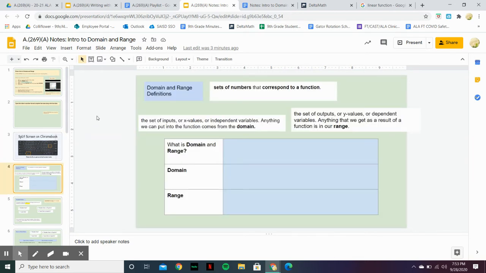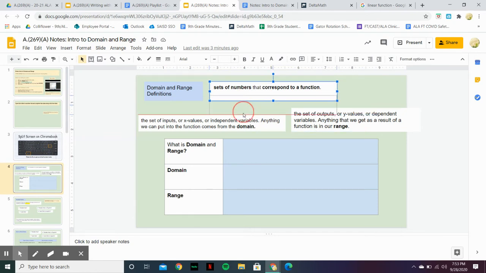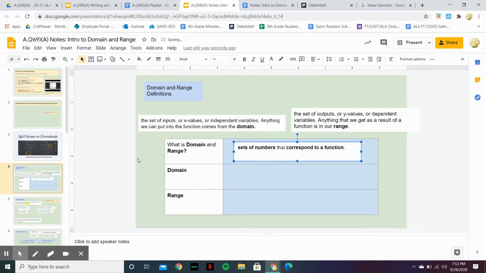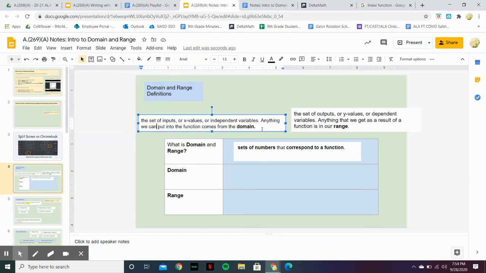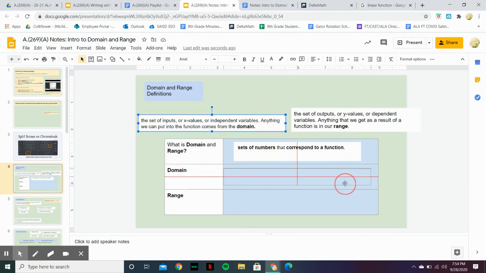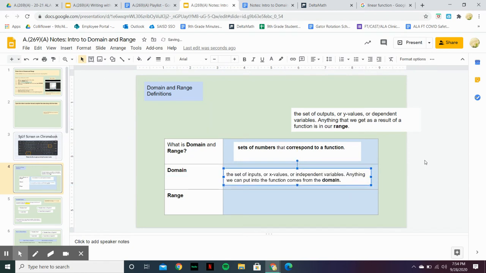Now let's talk about some important definitions. So what is domain and range? Well, domain and range are just sets of numbers, and they are sets of numbers that correspond to a function. So any function has its own domain and range. So what is domain? Well, the domain is the set of inputs, or we could say it's the set of x values, or we could say it's the set of independent variables. This is basically anything that we can put into the function that comes from our domain.